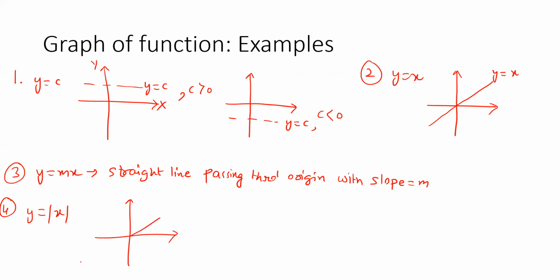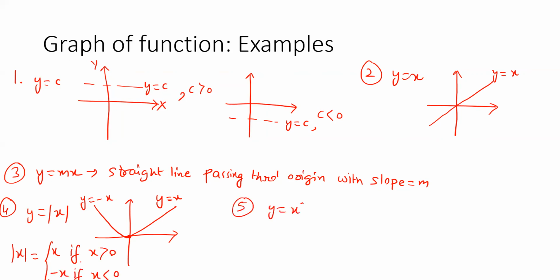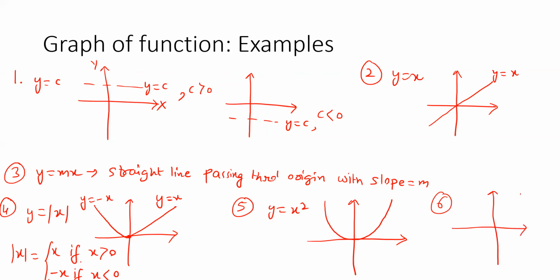And mod x, this is the graph of the absolute value function, because it has to take positive values whether x is negative or positive. So this is how mod x is defined. And then y is equal to x square has this graph, a vertically upward parabola, and y is equal to x cube has this graph.